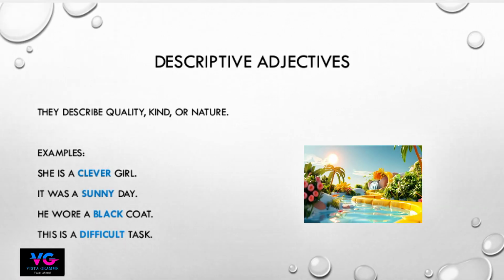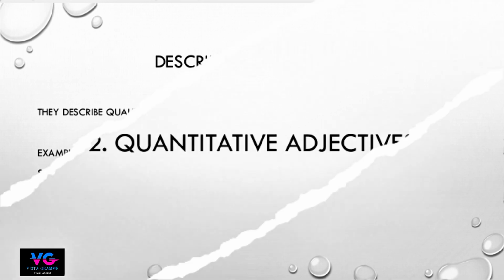Descriptive adjectives. They describe quality, kind, or nature. Examples. She is a clever girl. It was a sunny day. He wore a black coat. This is a difficult task.